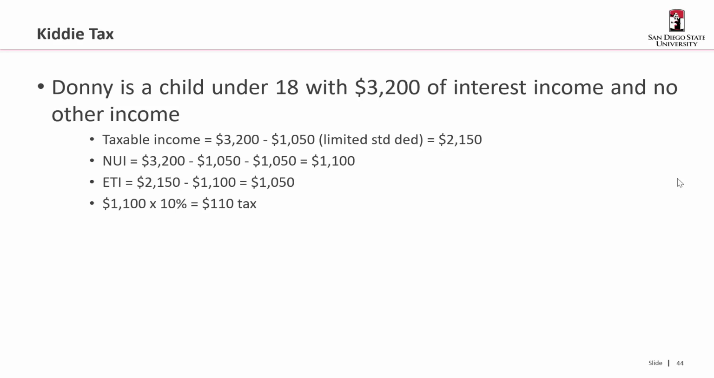And now we simply apply the tax rate. So we would go to Donnie's single tax table. 1100 puts him in the 10% bracket. So 1100 times 10% is $110 in tax. His unearned income is subject to trust rates. Sorry, I just did those backwards, right?